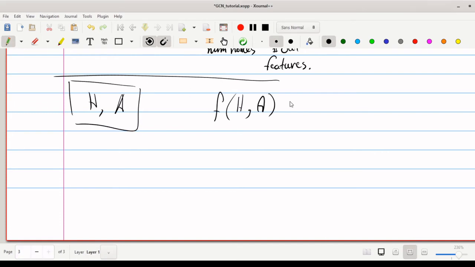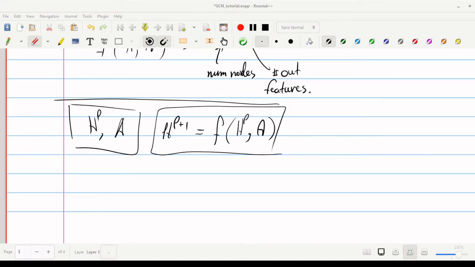And to indicate the idea that this is one step, or one layer of propagation, we could add an index to this H. So if H is the node representation or node features on the layer L, then node features on the layer L plus 1 can be obtained in this way. So this formula describes the general structure of GCNs.